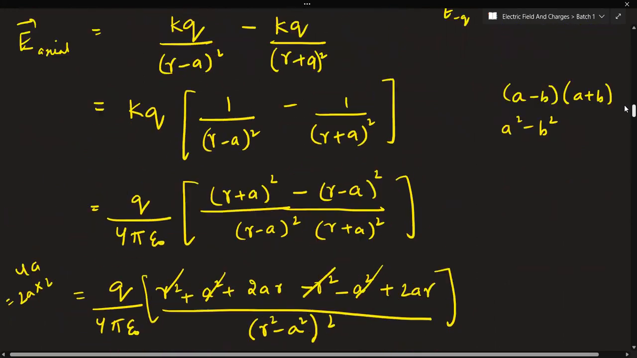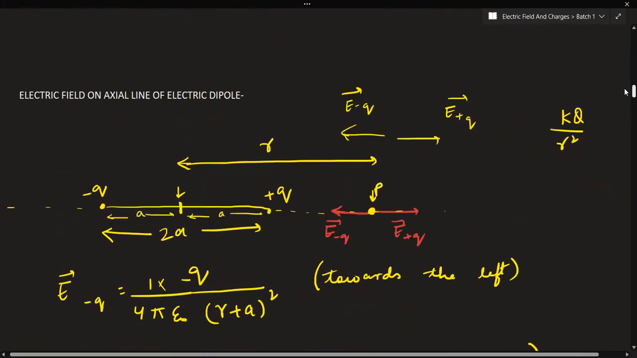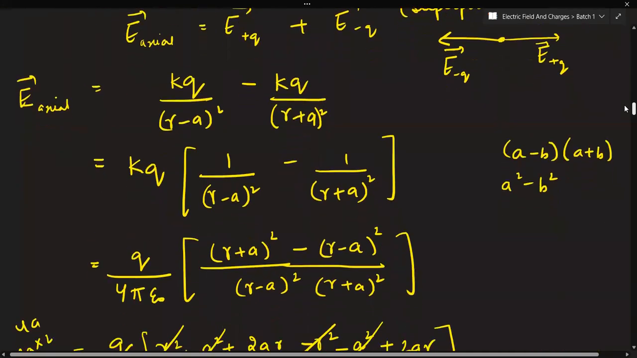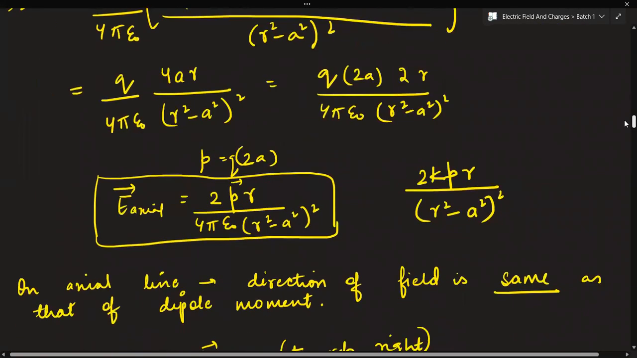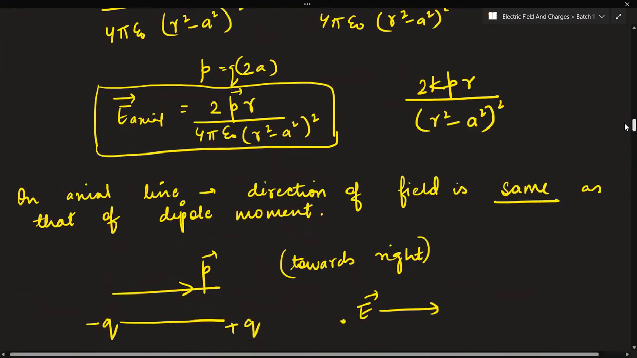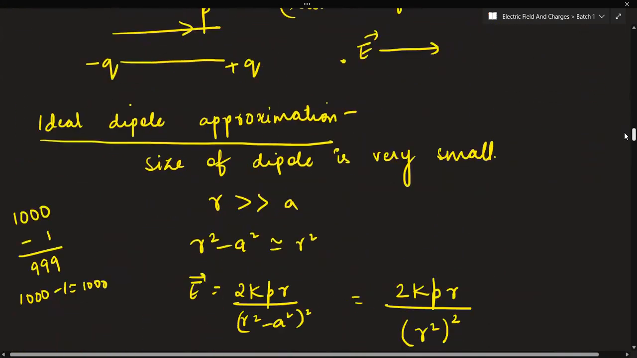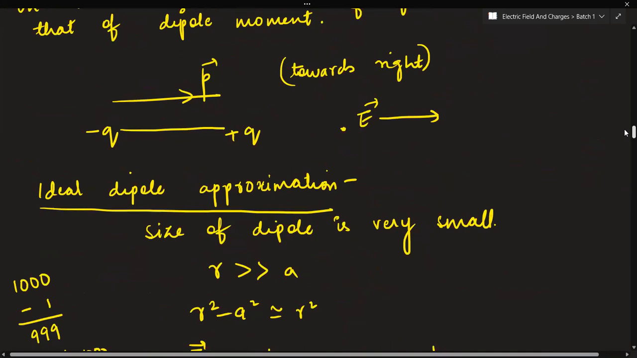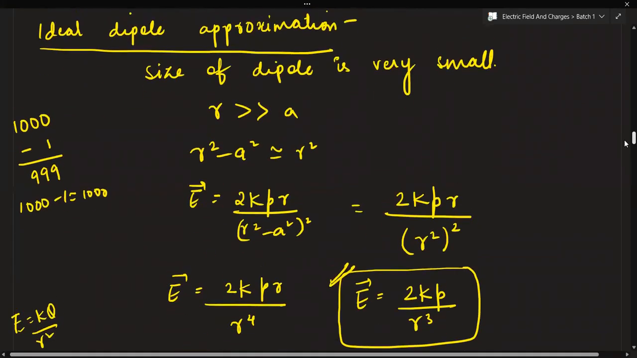Then these derivations come. Axial and equatorial derivations do come in your exam, so do them thoroughly. Any can come: derive the expression for the electric field at a point located perpendicular to the dipole, so you write the equatorial, or it will directly mention the axial electric field. You know the formula 2kpr by (r square minus a square) whole square. But if the distance r is much greater than the separation of the dipole, you directly write it as 2kp by r cube.